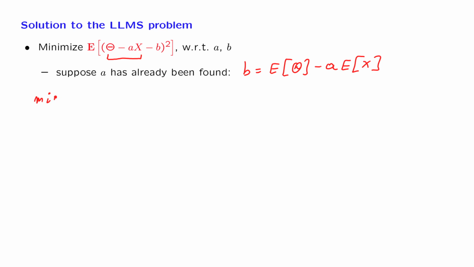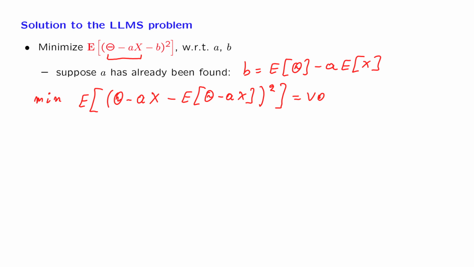Since we know what b should be equal to, we can rewrite this expression that we're trying to minimize by substituting our choice of b, which is the expected value of theta minus ax. And this is the quantity we want to minimize. What is it? We have a random variable minus the expected value of that random variable squared, and then we take expected value. This is just the variance of the random variable theta minus ax. This is the variance of the difference of two random variables.